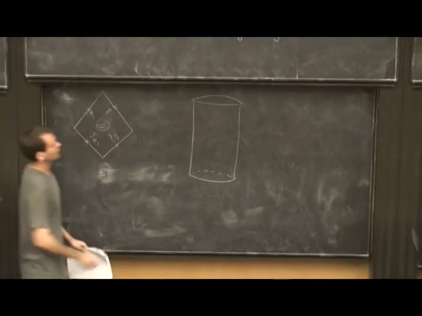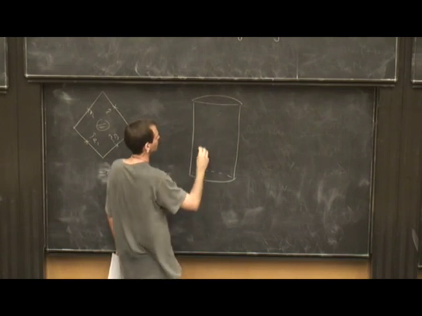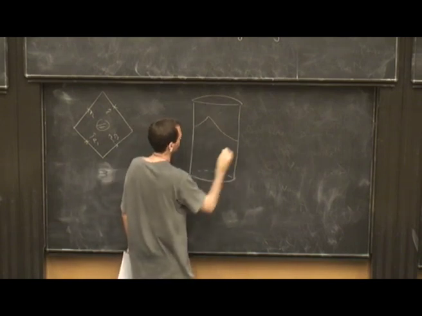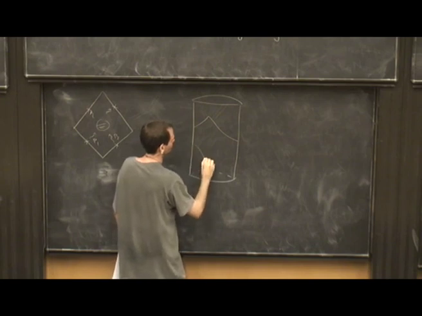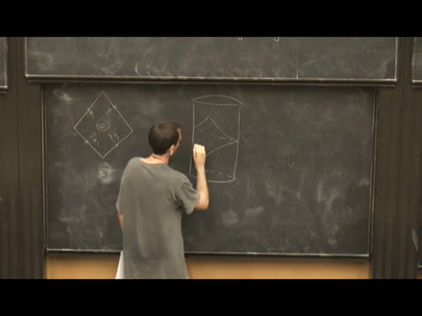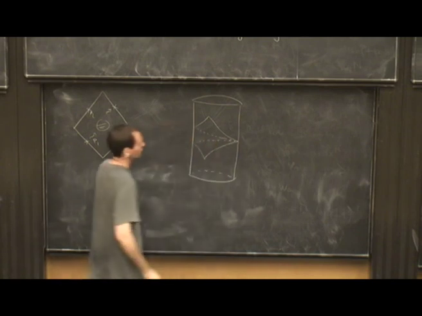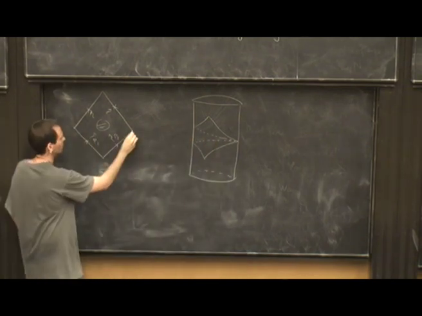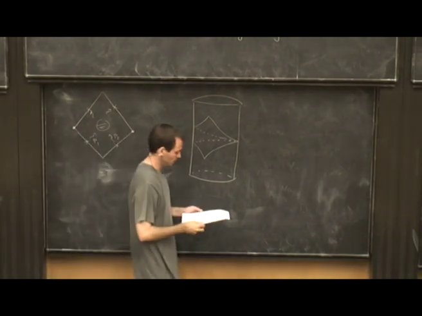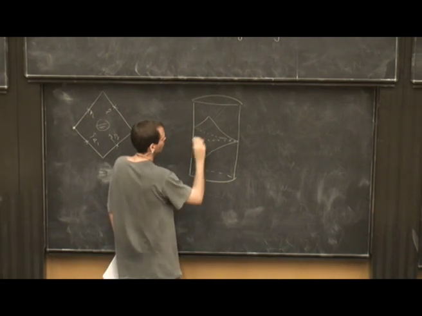It's just a small piece of the full embedding space of the string, which is better viewed as a cylinder. So here is my Poincaré patch at the boundary. I identify this point and that point. This is my conformal compactification. Okay. And then I look at what I'm doing.